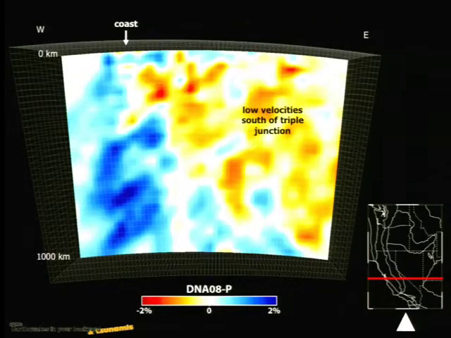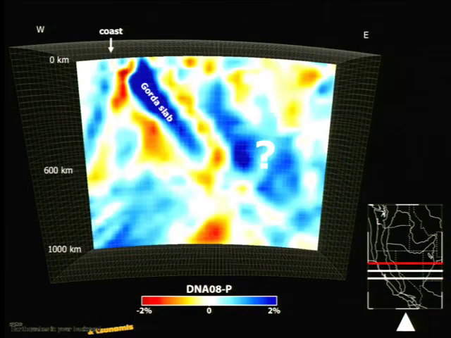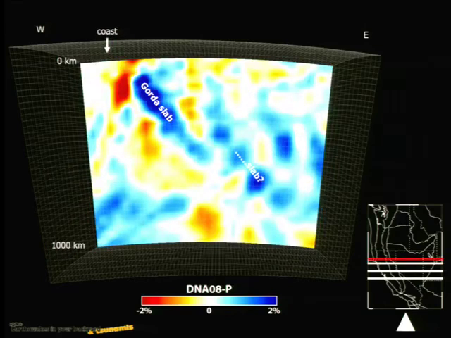We've just got slow velocities to the south of the triple junction. We've got this fast stuff underneath the oceanic mantle. As soon as we hit the subduction zone, though, we've got this really cold slab descending through a relatively warm mantle. And then there's this question mark over this blue thing because we don't really know exactly how to interpret that, but it's there anyway. But if you move a little bit farther north, the slab appears to have been detached.